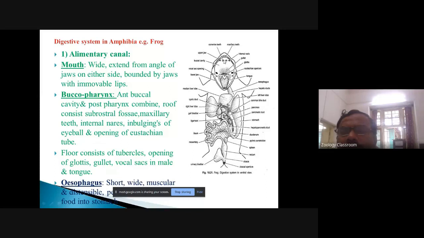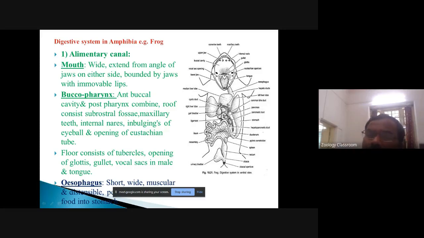Another pair of teeth is present. These two teeth are called the vomerine teeth, and on either side of the vomerine teeth, two openings are present. These openings are called the internal nares. The external nares open by these internal nares into the buccopharyngeal cavity. Then, at the base of this, there is the opening of the eustachian aperture, that is the opening of the middle ear. Further, the floor of the buccopharyngeal cavity is formed by the lower jaw.